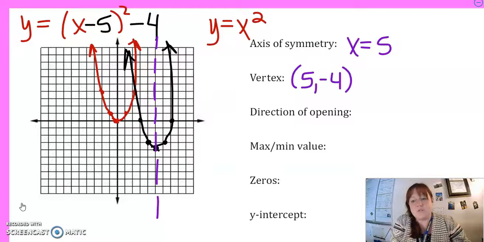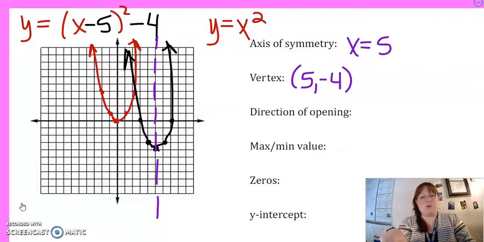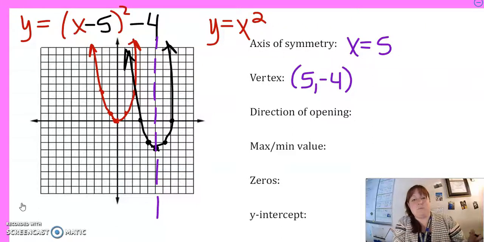Our direction of opening. So remember that transformations tell us whether it opens up or whether it opens down. If it's our straight parent function and we didn't do anything, we didn't multiply it by a negative 1, it's going to be opening up. If we did multiply it by a negative 1, it's going to be flipped down. So this goes up because our a value here is just positive, right? So this opens up.